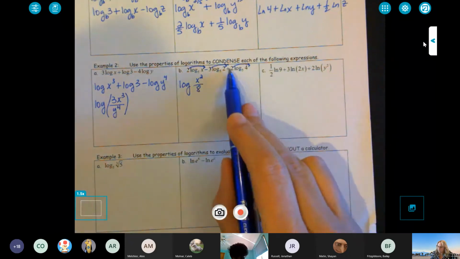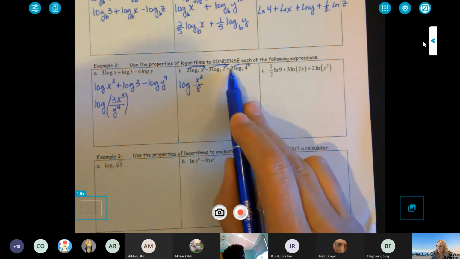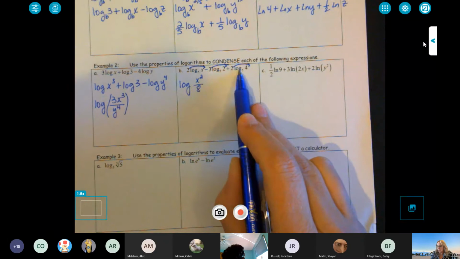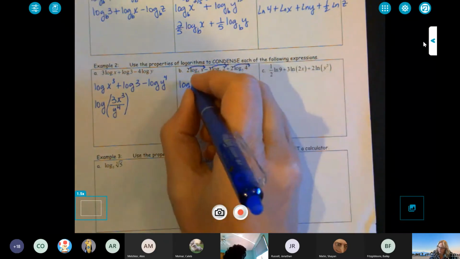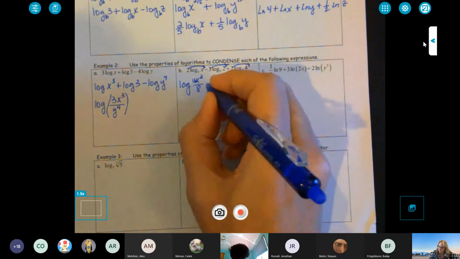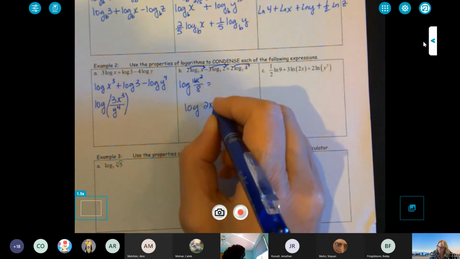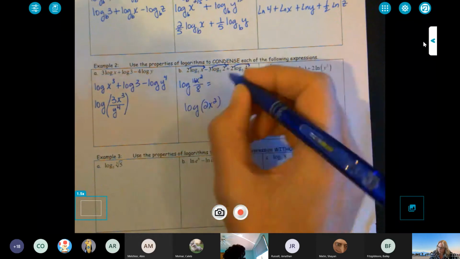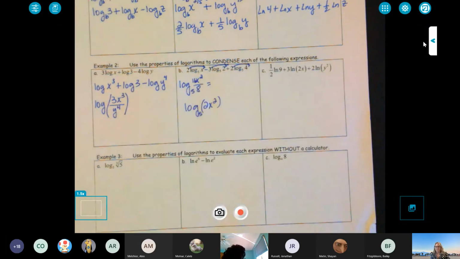And then we have plus the log of 4 squared. So that is the product, because it's a plus, because we're adding a log, we multiply by the argument. And 4 squared is 16. So your final answer for this one is the log of 2x squared. Oops, base 5. Don't leave off your base.